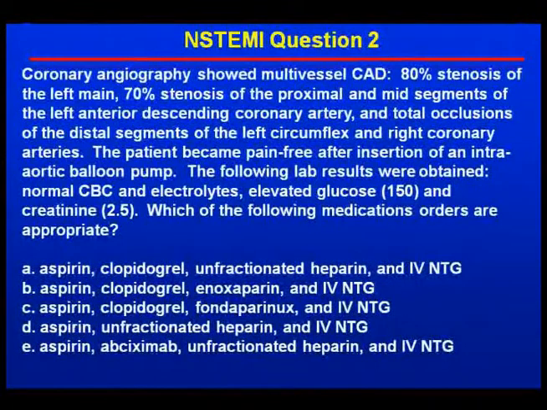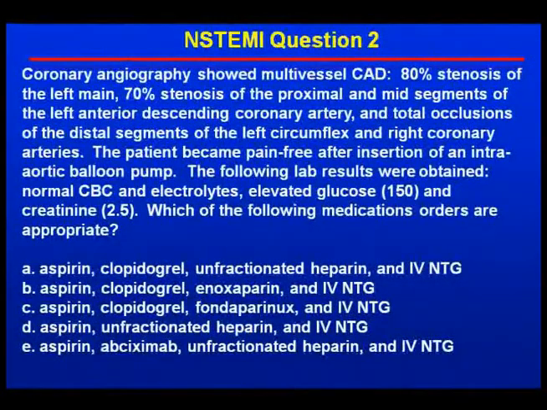Okay. So the most popular answer was aspirin, clopidogrel, heparin, IV nitroglycerin. The right answer only got a 20% response rate. So what do you need to think about here? This is a complicated question, obviously, intended to be. First of all, the patient has left main stenosis and 3-vessel disease with 2 total occlusions.